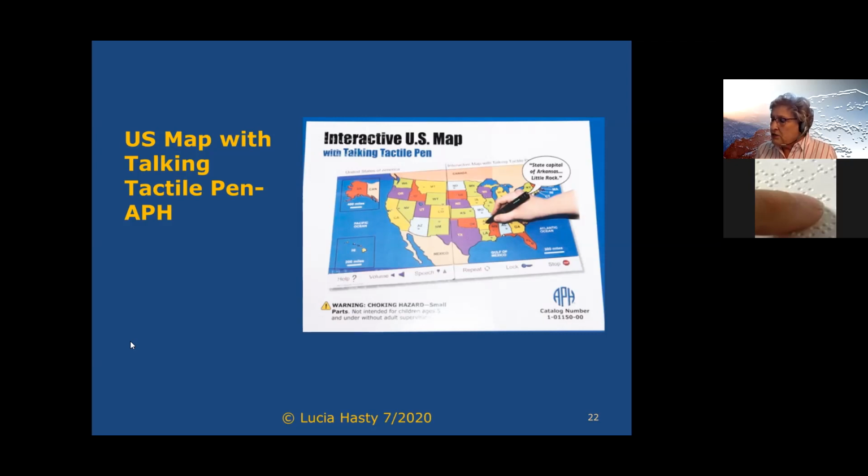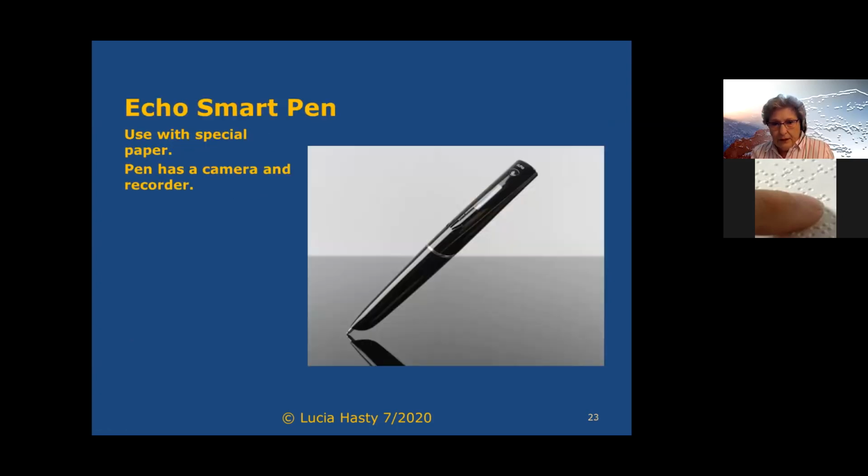And when you touch something, the map itself, which folds in half, that's what that crease down the middle is. When you touch Florida, it says capital is Tallahassee. You touch it the second time, it says the population of the state is blah, blah, blah. Touch it the next time, and it gives you more information. And it does that for every single state. That's already programmed to do that. And again, that's another APH product.